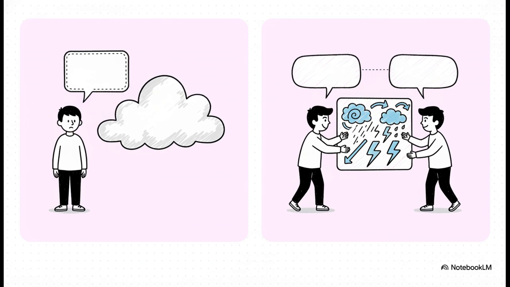Just listen to this weak version. Students will learn about weather. It's totally vague and completely unmeasurable. How do you even measure learning? But look at the strong version right next to it. It hits all 4 parts of our equation perfectly.